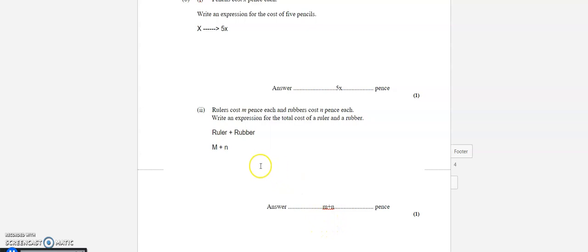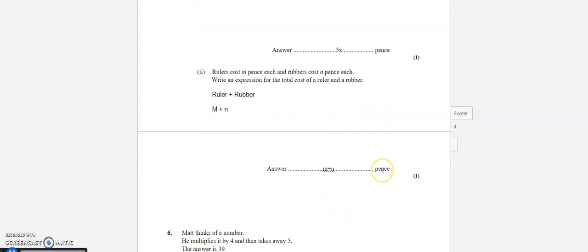So let's say a ruler was 10 pence and a rubber was 10 pence. You know, if we put in 10 plus 10, we'd get 20 pence. Same as with our m and n here, we could put 10 and 10. It'd still give us 20. So it's just giving us a total cost. It's just another way of writing it down.